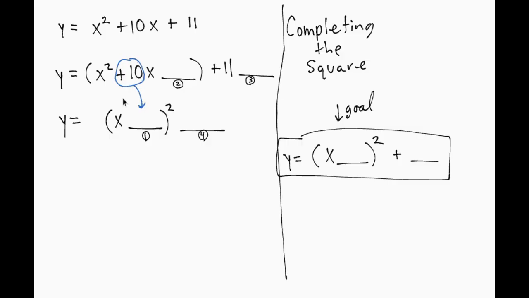To figure out which number goes in the first space, take the number in front of x and divide it by 2. In this case we have 10 divided by 2 which equals positive 5, so we need to put plus 5.